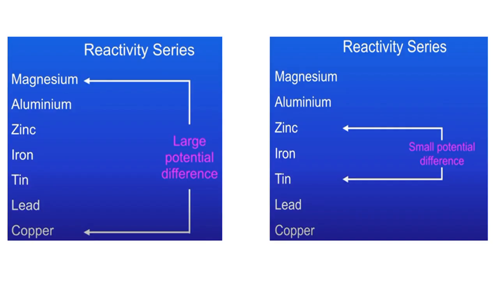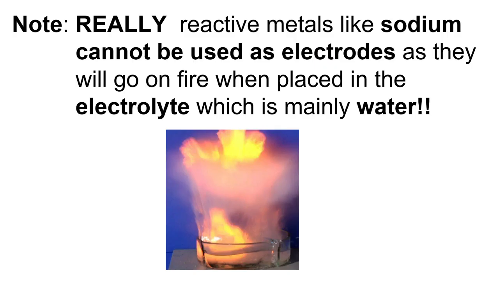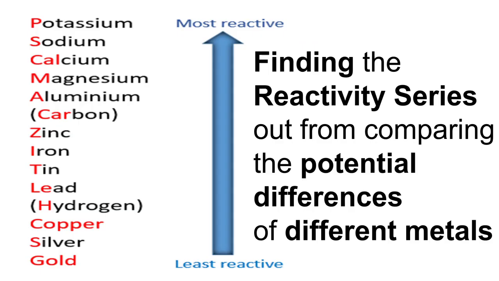So as you can see, magnesium and copper will have a large potential difference, so we'll get a lot of electricity, whereas zinc and tin have a small difference in reactivity, so we'll get a smaller potential difference and a smaller current. Okay, you can't use really reactive metals like sodium or potassium because the electrodes will just explode. So just in case you're wondering why they're not there.